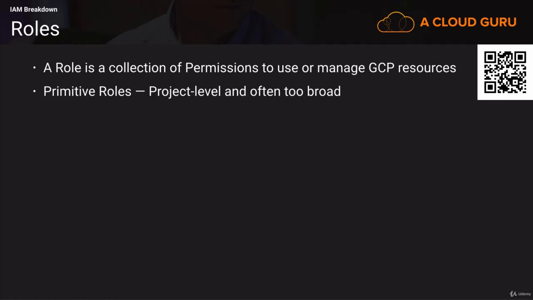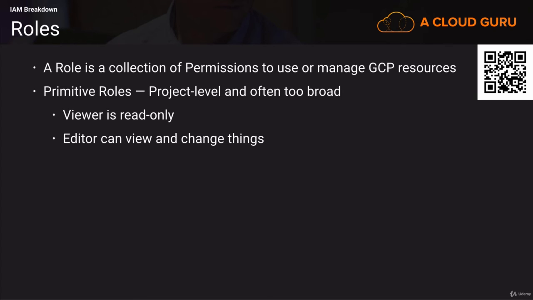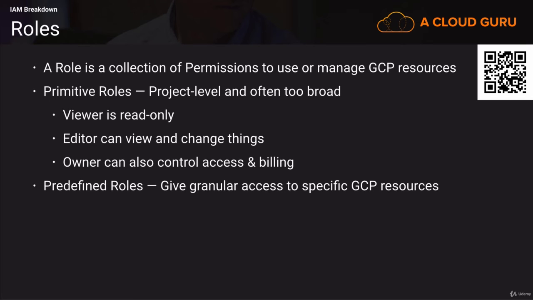Let's talk about the primitive roles. These roles are defined at the project level and are, because of that, often too broad. The three primitive roles are viewer, which can read any data but can't write or change things, the editor role, which can also view everything but also change things, and the owner role, which can do everything the editor and viewer can do but also control access and billing.